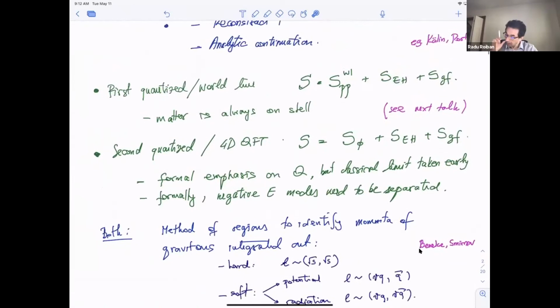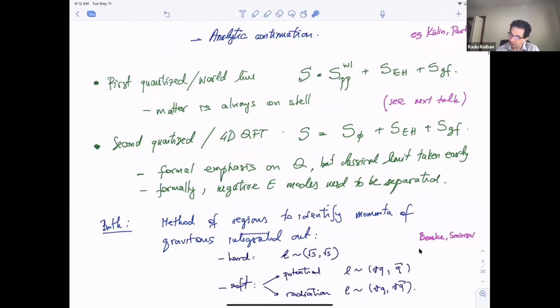In both cases, the gravitons that are integrated out are identified via the so-called method of regions, which amounts to splitting the graviton momenta into several pieces: the so-called hard part, where the loop momenta, that's the graviton momenta, are of the order of the energy of the process, and then the soft ones, which are further split into potential and radiation. In the former case, the graviton momenta are of the order of the momentum transfer, with an energy which is substantially different by a factor of the velocity. And radiation, in which both the space-like and the time-like components of the graviton momenta are of the same order, velocity times the momentum transfer.